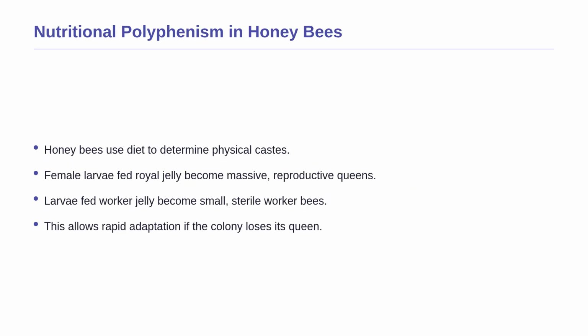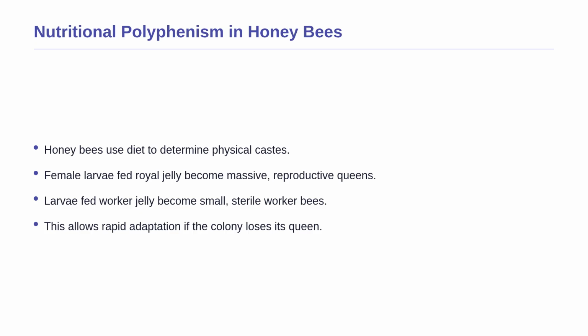Now that we understand the general idea of polyphenism, let us look at a specific, famous example: nutritional polyphenism in honeybees. In a hive, a female larva has the potential to become either a massive egg-laying queen or a small sterile worker bee. They share the exact same DNA. The only difference is their diet. If a larva is fed exclusively a protein-rich secretion called royal jelly, her reproductive organs develop fully. If she gets standard worker jelly, she becomes a sterile worker.